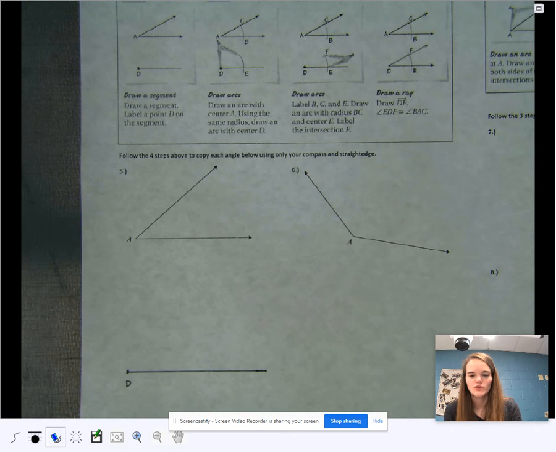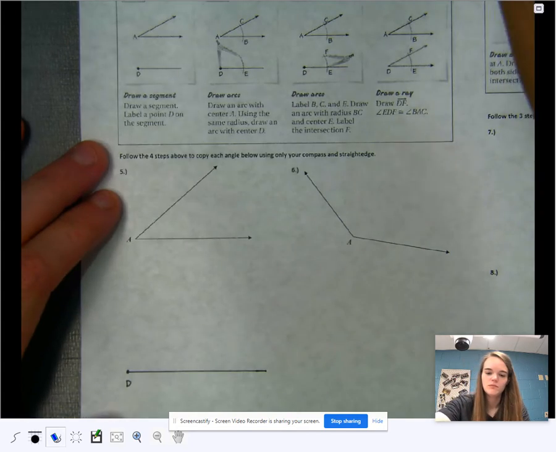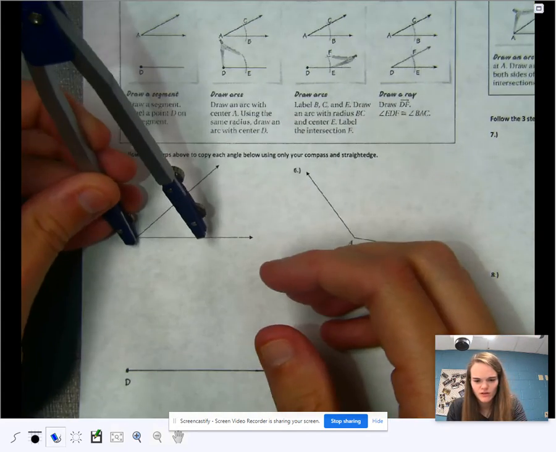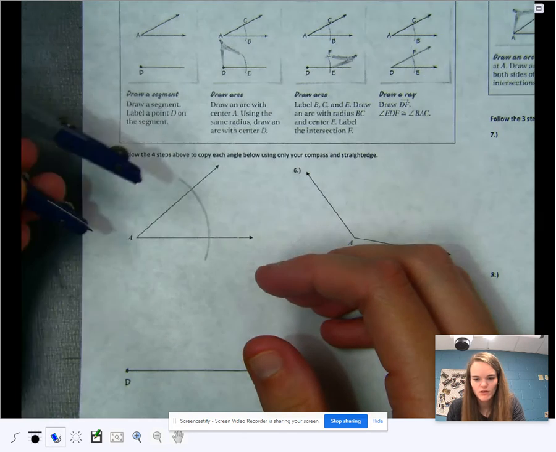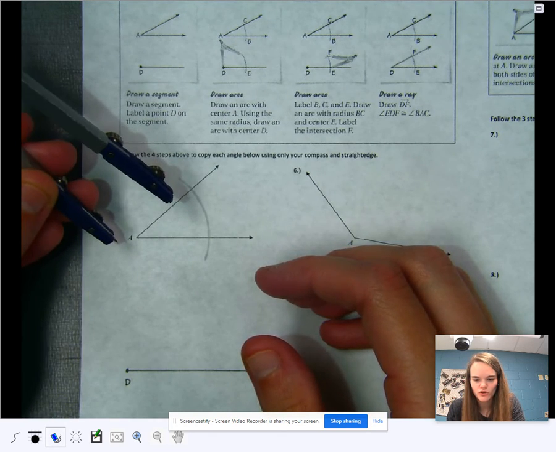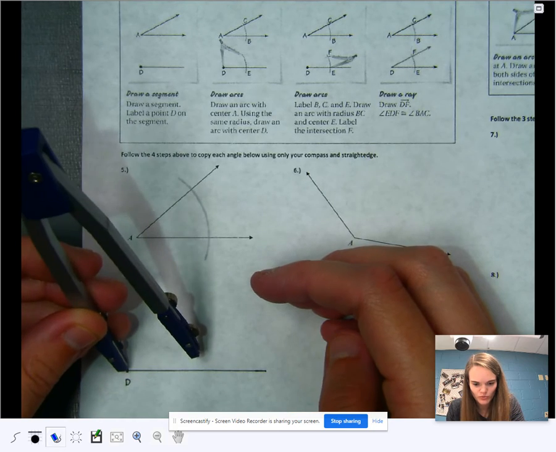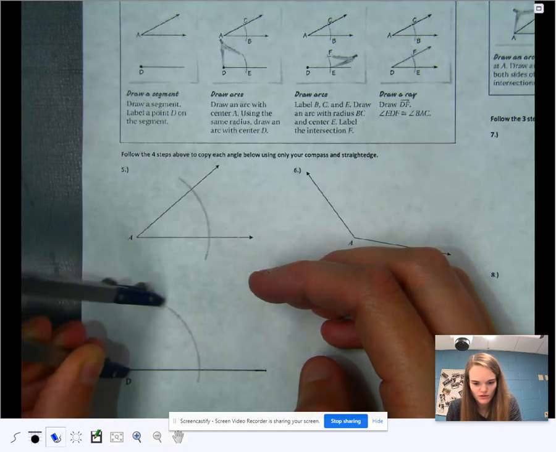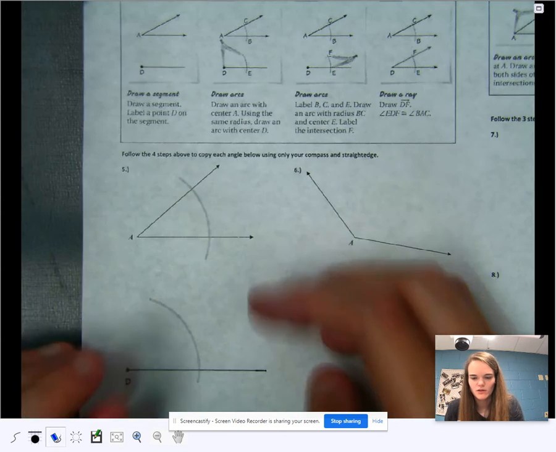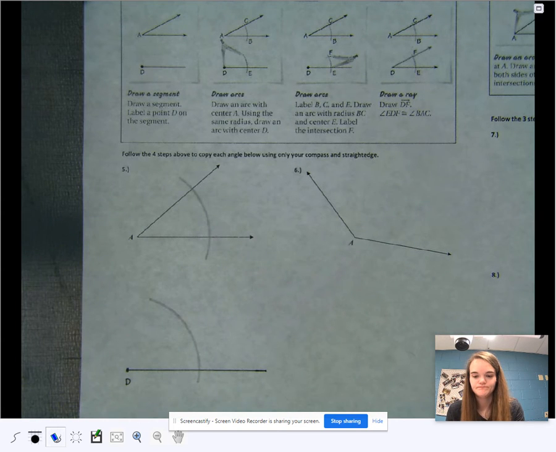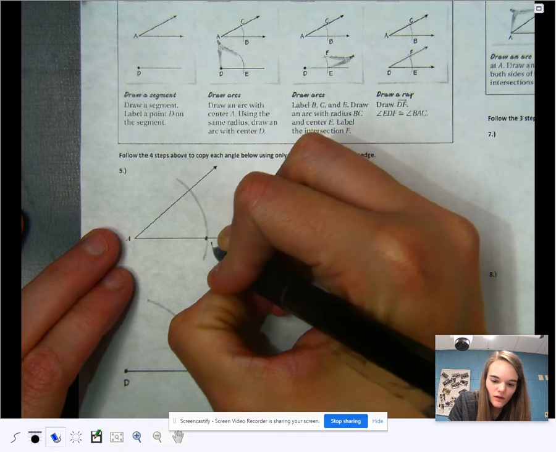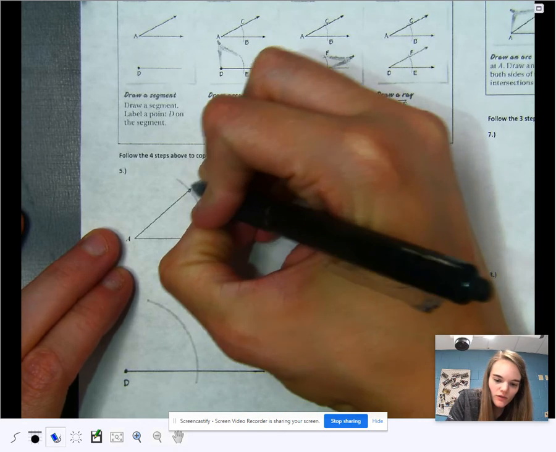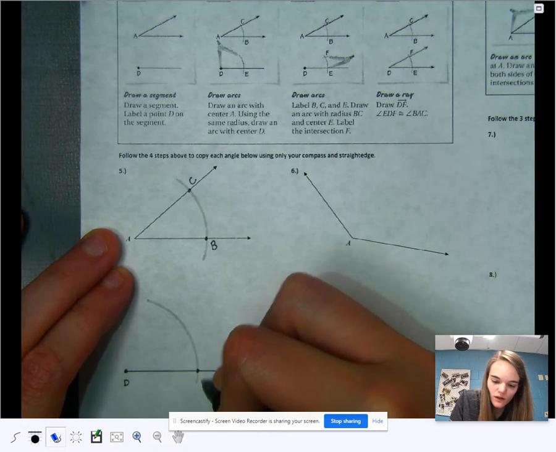Okay. Draw arcs. Draw an arc with a center of A. Using the same radius, draw an arc with center D. So just move it down. There we go. Step 3, draw arcs. Label B, C, and E. Okay, B, C, E.